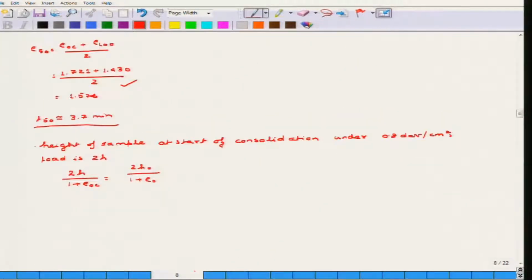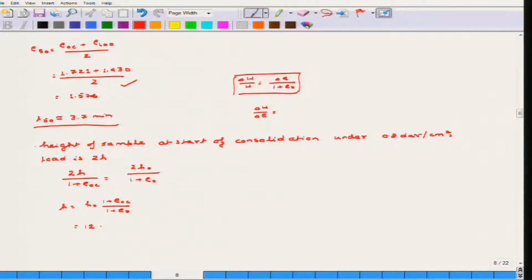So, from the sigma e curve we can say that, because we know that delta h by h is equal to delta e by 1 plus E0. So, from this relation we can also say that 2h by 1 plus EOC, that is h by 1 plus EOC, must be equivalent to 2h0 by 1 plus e, because delta h by delta e is supposed to be the same in both the cases. So, we get h is equal to h0 into (1 plus EOC) by (1 plus E0).